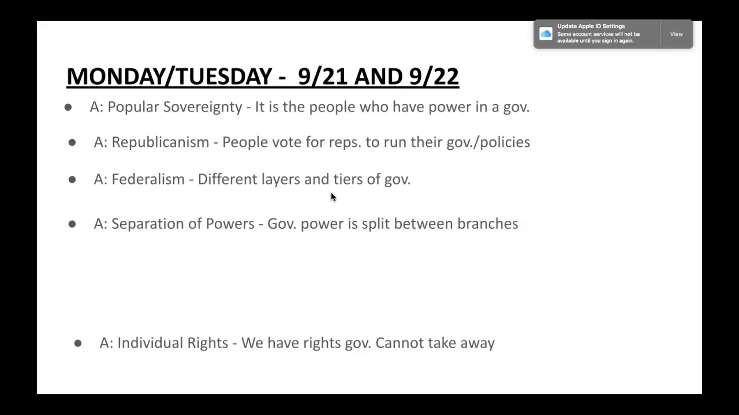Separation of powers is a concept you might have heard of before. This is the idea that government is split between different branches, and inside of those branches there's different powers that each branch has, and they exercise those powers at certain times and in certain ways.